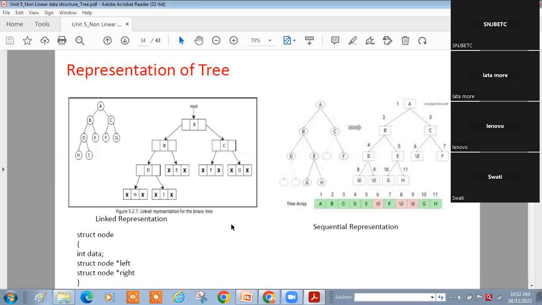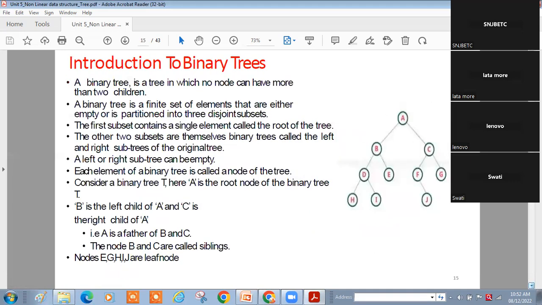This linked representation is very important when you have to see the program. Now, let's move further. Similarly, I have already introduced the tree, but now I am using the word binary tree. Students, when I say binary tree, we have to focus on this.